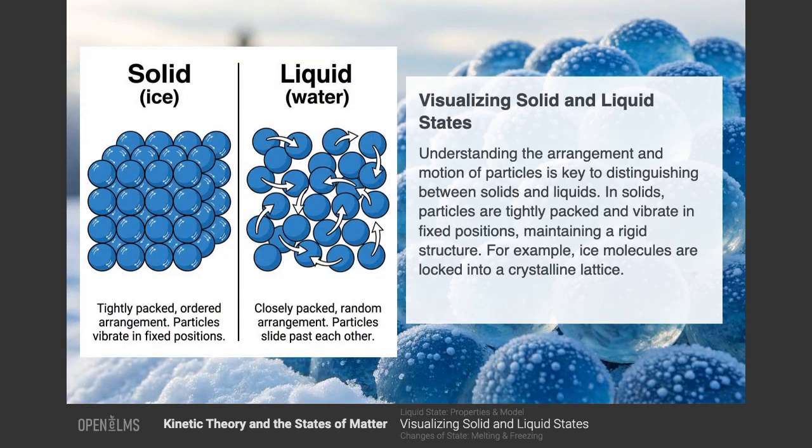Visualizing solid and liquid states. Understanding the arrangement and motion of particles is key to distinguishing between solids and liquids. In solids, particles are tightly packed and vibrate in fixed positions, maintaining a rigid structure. For example, ice molecules are locked into a crystalline lattice.